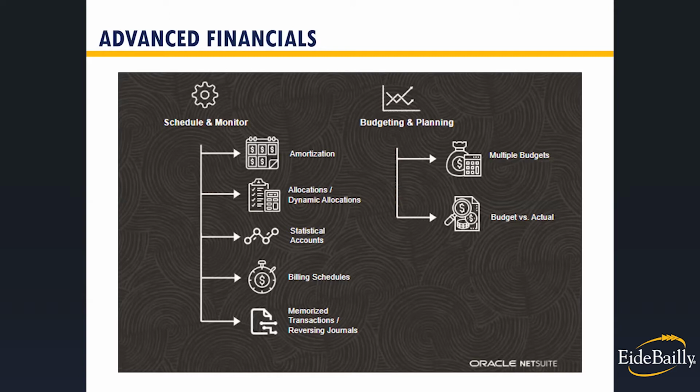You can leverage things like statistical accounts, where you would track specific KPIs within your organization that then act as drivers for those allocations or can be reported on your financial statements. It can also automate your billing processes by allowing you to create billing schedules and generate those invoices automatically for you. And it allows you to support memorized transactions and reversing journals. So in addition, from a budgeting and planning standpoint, it allows you to support multiple budgets per fiscal year and includes some native budget to actual reporting.